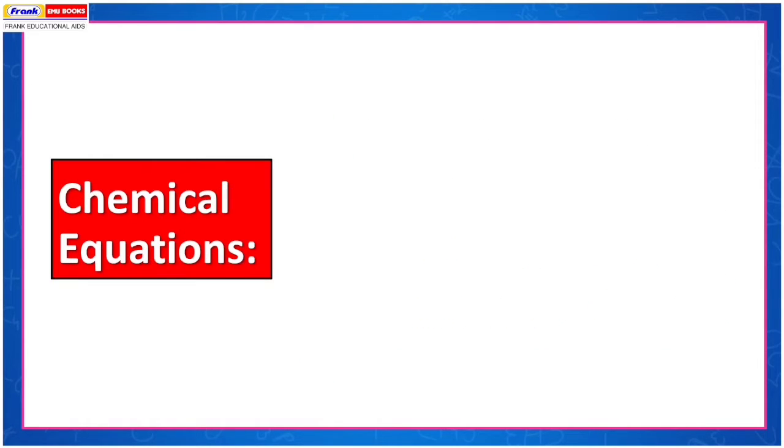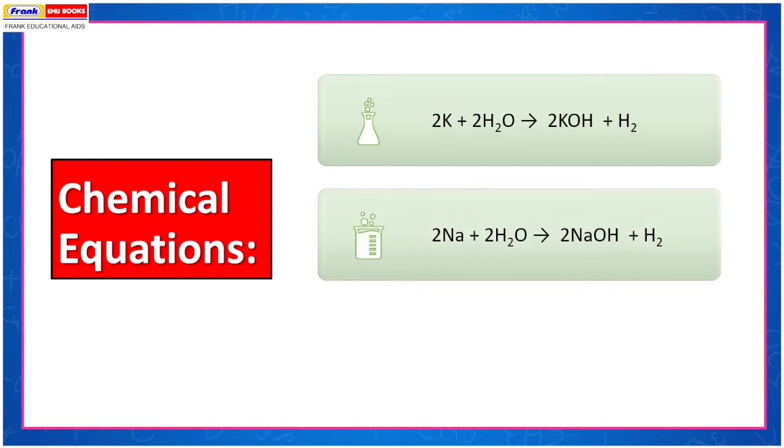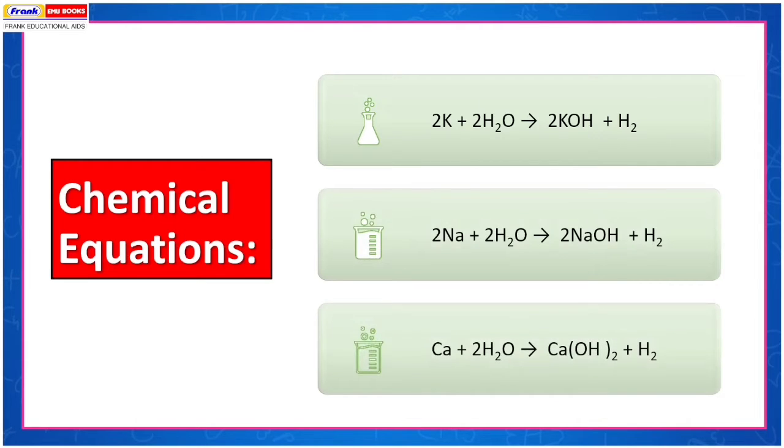Chemical equations involved in the above mentioned reactions are as follows. 2K plus 2H2O gives 2KOH plus H2. 2Na plus 2H2O gives 2NaOH plus H2. Ca plus 2H2O gives Ca(OH)2 plus H2.